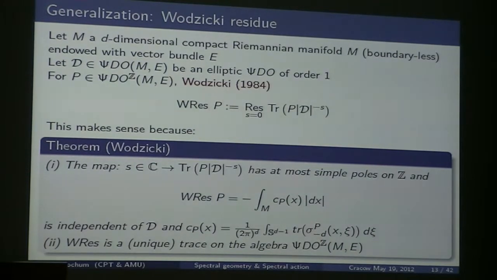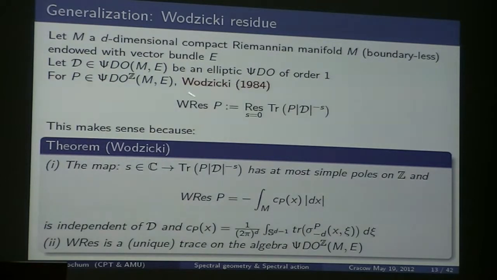Namely, you start with M, a d-dimensional compact Riemannian manifold. I assume that there is no boundary, and this manifold is endowed with a vector bundle. Okay, so you have M and a vector bundle E. You choose D, a pseudo-differential operator which is elliptic and of order 1. Okay, first step. Second step, you choose P, again a pseudo-differential operator of integer order.